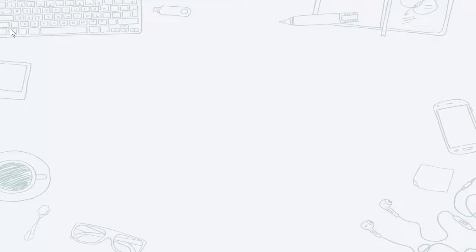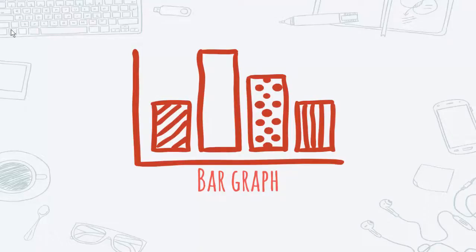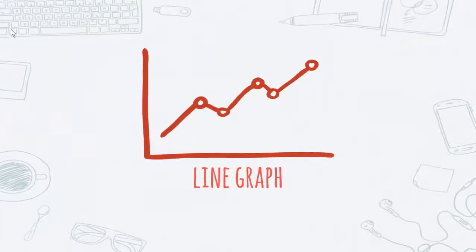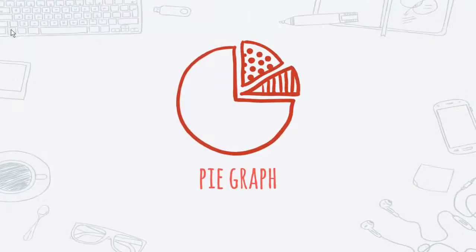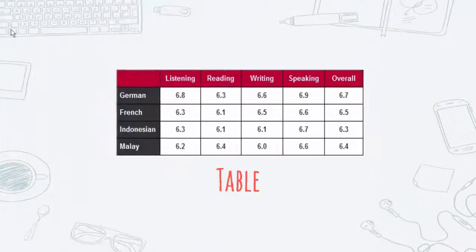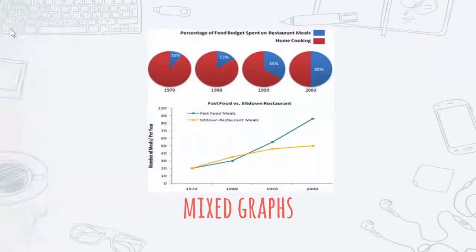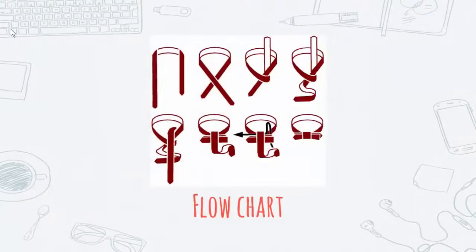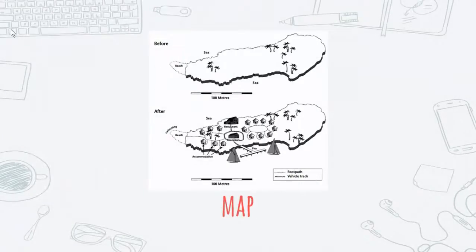Here are 7 types of graphs that you will run into when practicing writing task 1. Bar graph is the first. The ever so popular line graph. The pie graph. The table. Mixed graphs. Flowchart. And maps. The first 5 have made appearances in numerous official tests, while the last 2 are not as popular, being given only about twice each year.